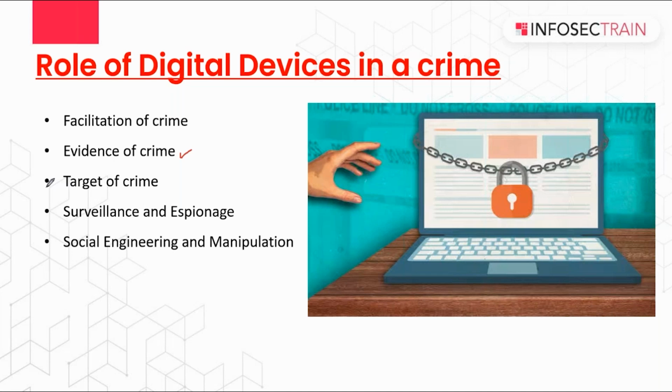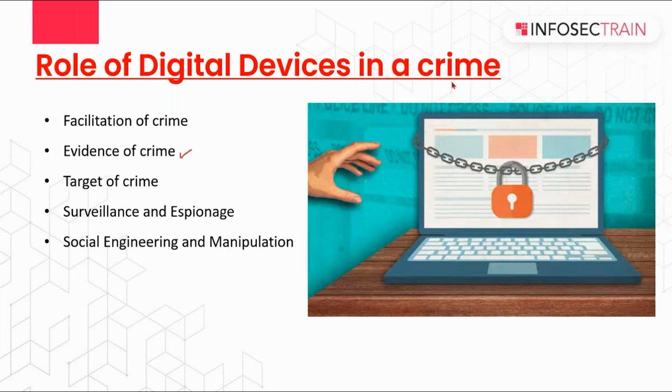Illegal eavesdropping. Digital devices like your smartphones and computers may be exploited for illegal eavesdropping or wiretapping, like a man in the middle attack, right? Social engineering and manipulation, so phishing. Criminals use digital communications to engage in phishing attacks, tricking individuals into providing sensitive information or performing actions that compromise security, right? So these kinds of ways are there. So these are the roles of digital devices in a crime scene.